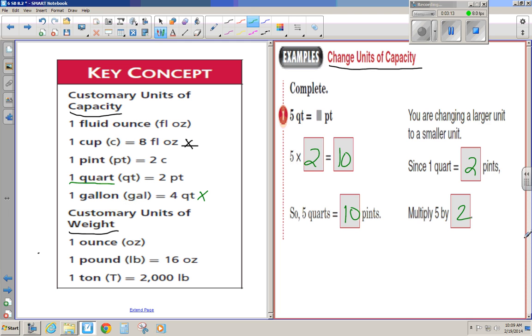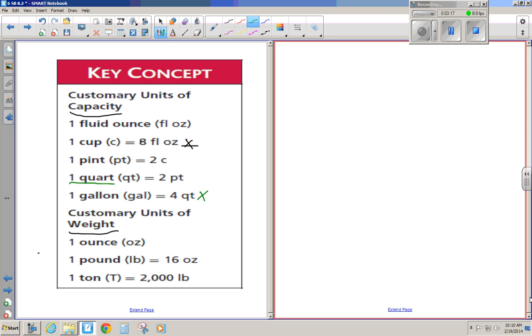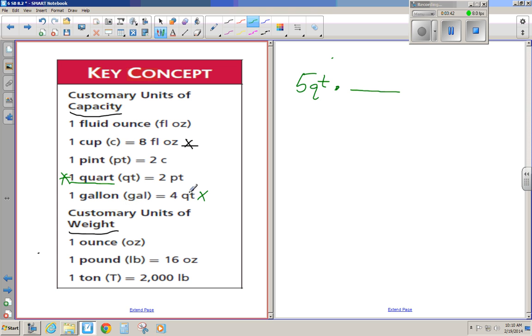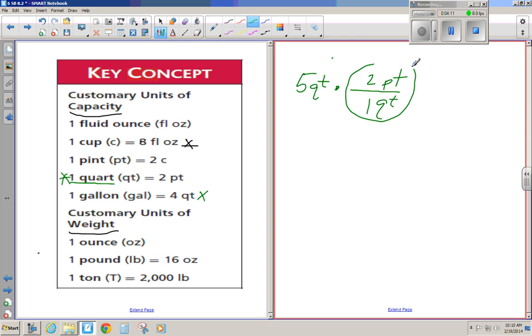What I would like to show you is something called unit analysis, which tells us that if we have 5 quarts, you're going to multiply by a conversion factor. You're going to multiply by one of these things over here. And since we're dealing with quarts, we are using the conversion factor. So take a look at this. If I wanted quarts to disappear, I would have to have quarts in the denominator. And if quarts are in the denominator, then pints are in the numerator. And then we use the numbers. 2 pints, 1 quart. This conversion factor equals 1.